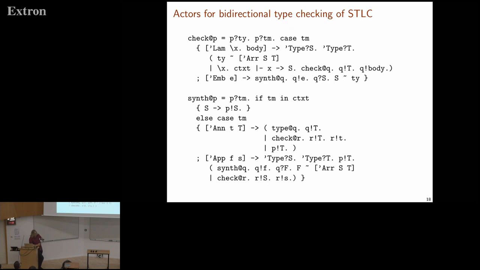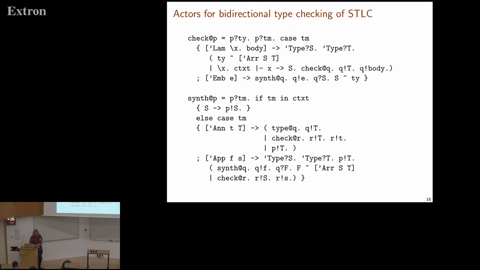Otherwise, we do a case on the term. So now we know it's not a free variable. So it could either be an annotated term or an application. If it's annotated, then again, we go back to checking mode. If it's an application, then we do something similar to the lambda case again. We make two fresh variables, s and t. We immediately return t, so we can do this before we've done the other things. And then in parallel, we check that the f and the s make sense. And that's a choice we have. We don't have to immediately return t. We're just doing that to make it a little bit more interesting.